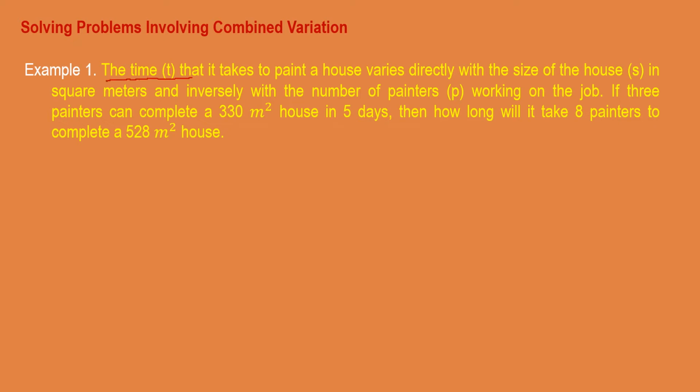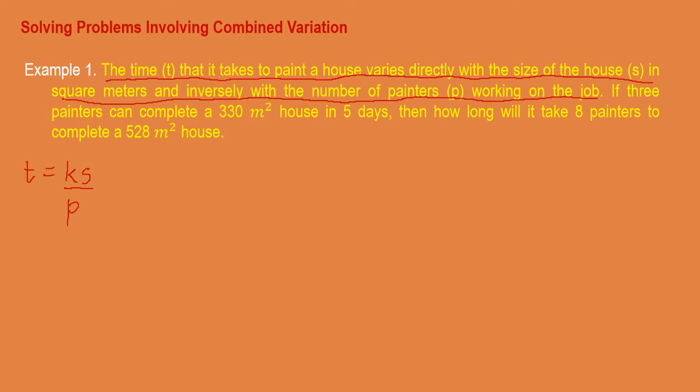First, we will translate this statement into a mathematical equation. Let me underline. It says there, the time that it takes to paint a house varies directly with the size of the house. So that is T is equal to Ks, and inversely with the number of painters, over P. So T varies directly as S and inversely as P.